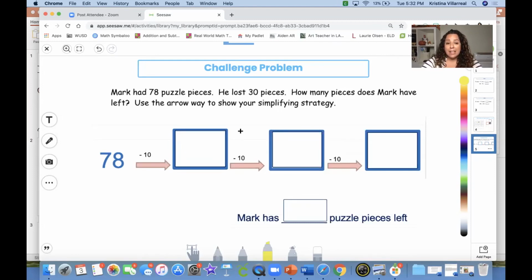So I laid everything out for you. You have 78. I want you to take away 10. And then after you take away 10 more. And then take away 10 more. And then tell me how many puzzle pieces Mark has left. So Mark has blank puzzle pieces left. So your answer will be here, and your answer will be here.